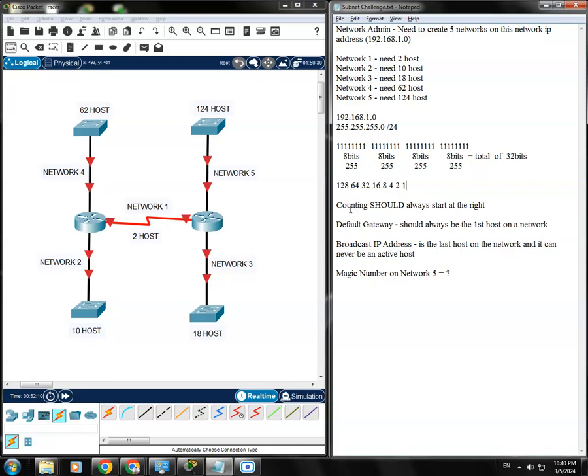So remember, guys, the counting should always start on the right, which is from here: 1, 2, 4, 8, 16, 32, 64, and 128. And same thing in here. It should start on the right, not on the left. That is important. And then let's go back to the subnet mask.